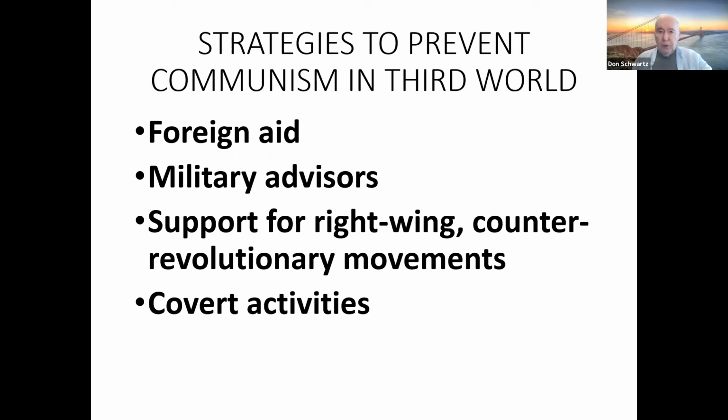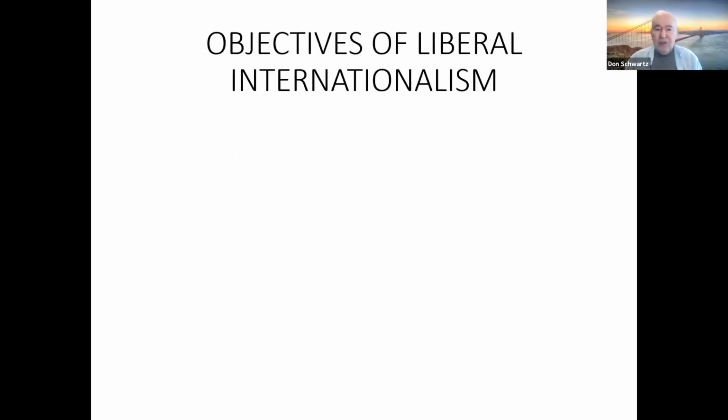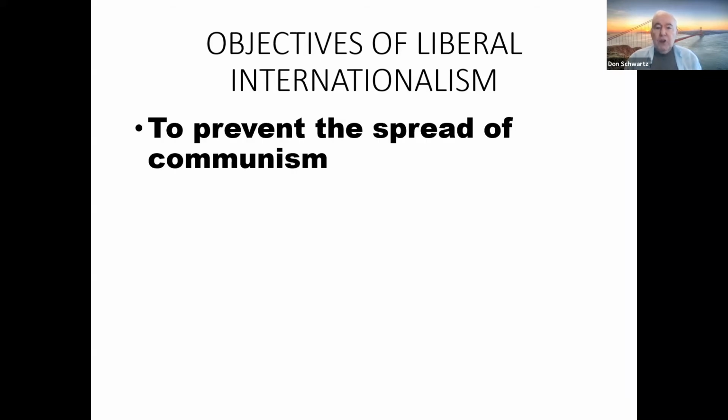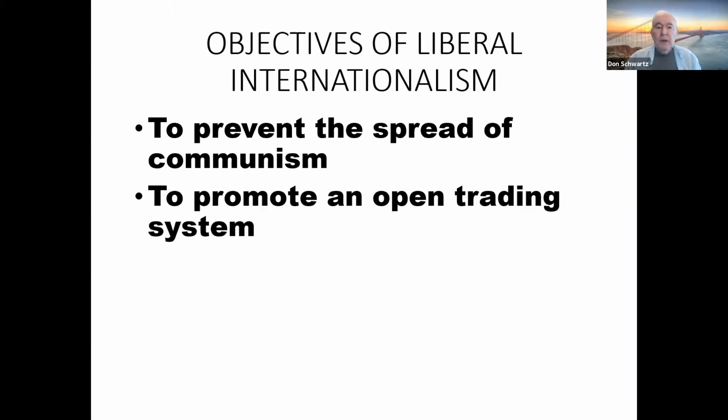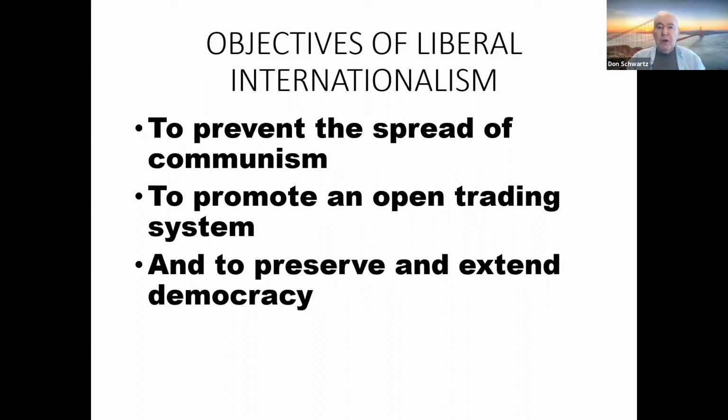From the end of World War II to the 1990s, American foreign policy was characterized as one of liberal internationalism. So what do we mean by liberal internationalism? Well, liberal internationalism is based on 3 broad objectives: to prevent the spread of communism, to promote an open trading system that would guarantee the growth and prosperity in the United States and in capitalist democracies around the world. And the third objective of liberal internationalism was to preserve and extend democracy around the world.